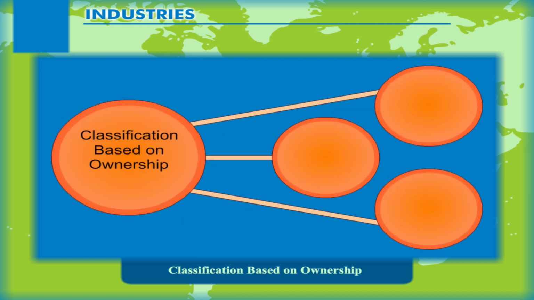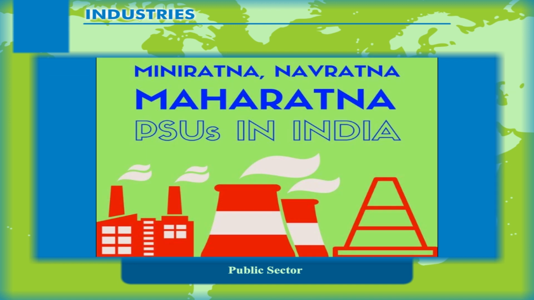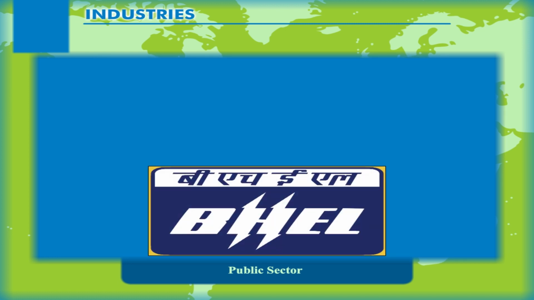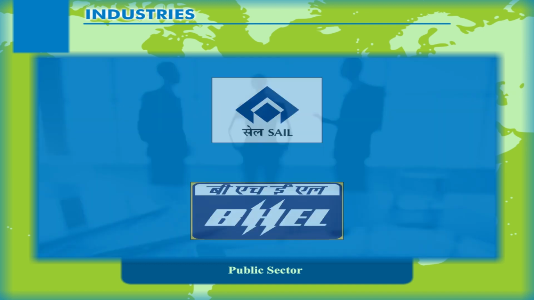Classification based on ownership. On the basis of ownership of enterprise, industries can be classified into the following categories. Public industry. Such industries are owned and managed by the government and its agencies. They are called public sector industries, as if the entire public or nation owns and invests in them. Bharat Heavy Electricals, Steel Authority of India, etc. are examples of public sector industries.